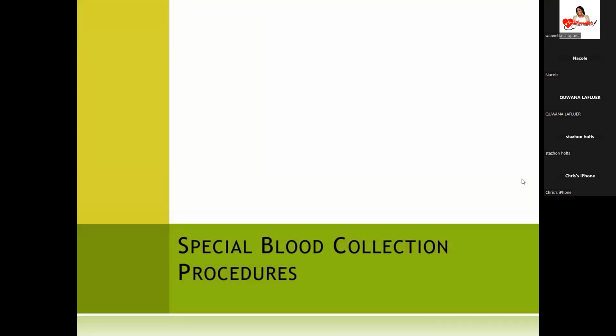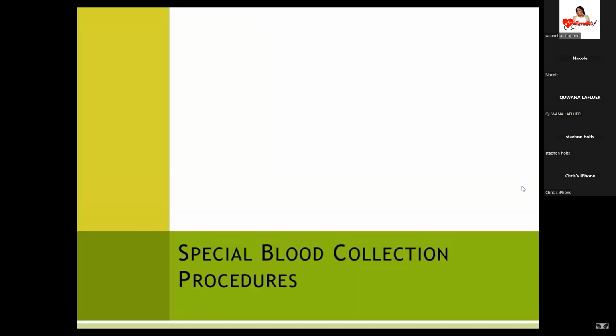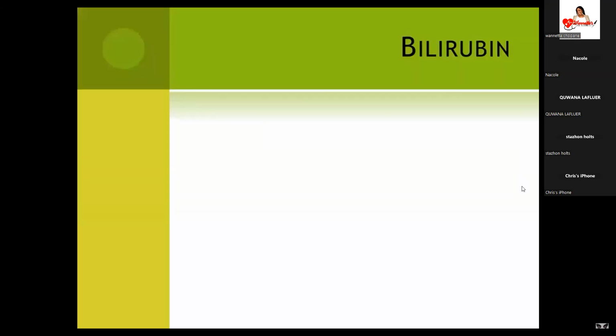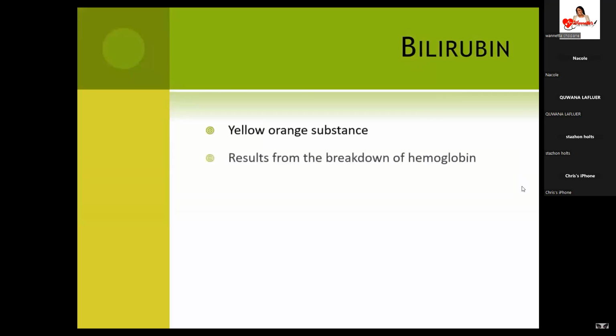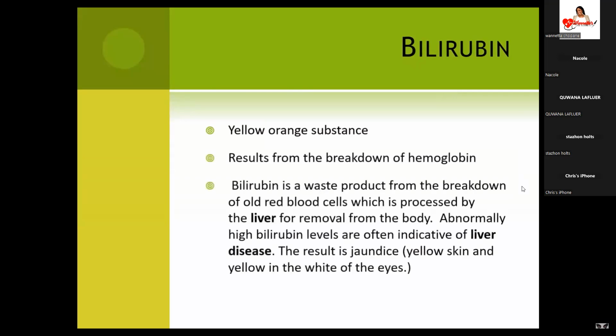In this PowerPoint presentation, we'll be looking at special blood collection procedures. Let's begin with bilirubin. What is bilirubin? Bilirubin is described as a yellow-orange substance, which results from the breakdown of hemoglobin. Now, bilirubin is a waste product from the breakdown of old red blood cells, which is processed by the liver for removal from the body.